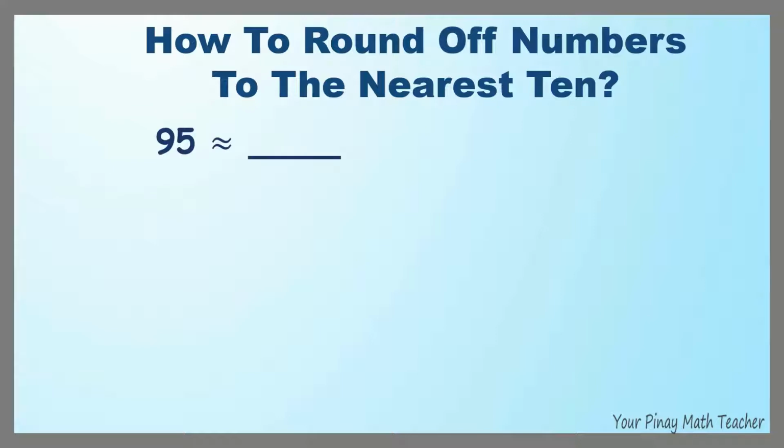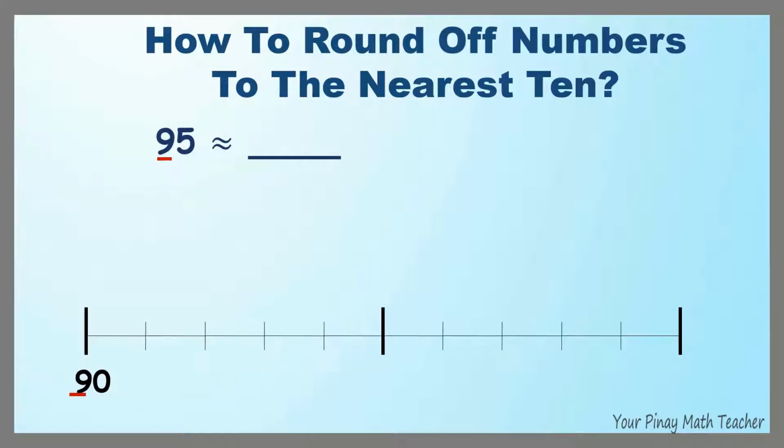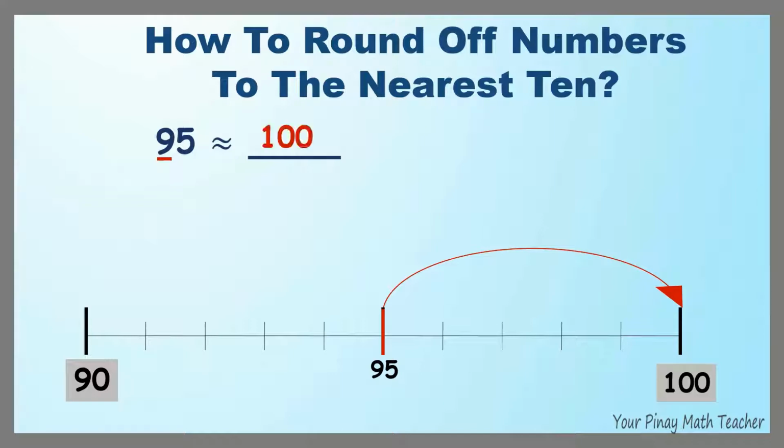For example, 95. This number has a digit 9 in the tens place, and it is in between 9 tenths or 90 and 10 tenths or 100. It is right in the middle of 90 and 100. To which number is 95 nearer to? Is it nearer to 90 or 100? Yes, they have the same distances. But once the number reaches the middle, it has to be rounded off to the greater number. Therefore, 95 is rounded off to 100.